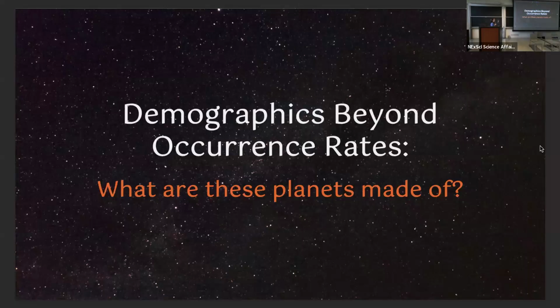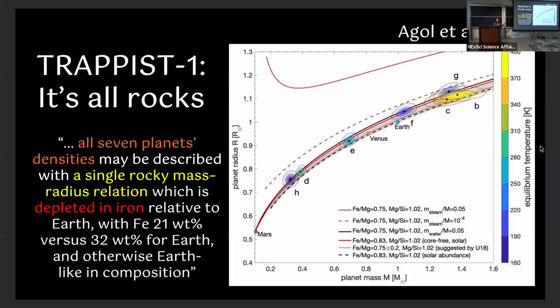So that brings me kind of to this overarching category of thinking about demographics beyond occurrence rates. We can think about architectures, we can think about compositions. What are these planets made of? There's so many things that we can talk about within this category, but I'm just going to touch quickly on two ideas. The first being, when we look at these compositions, when we have precise masses and radii, a lot of the small planets are consistent with just being rock and iron, as we might expect based on more massive stars and also based on planet formation theories.